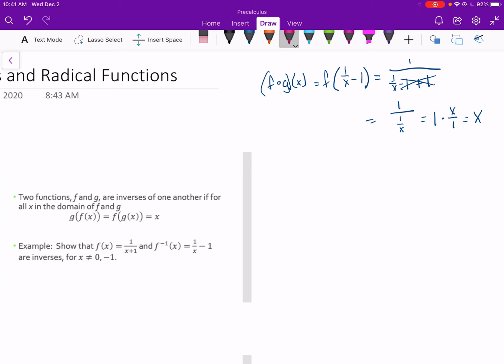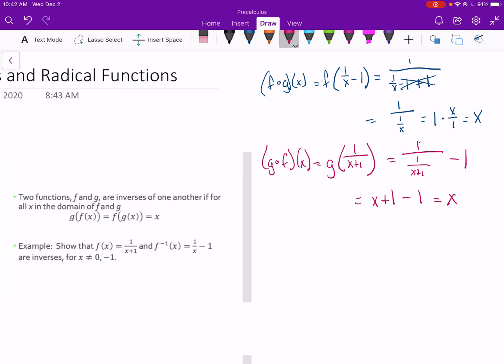Let's try g of f. So we're taking g of 1 over x plus 1. So we have 1 over x plus 1 minus 1. If you haven't learned this trick, 1 over a fraction, you just flip the fraction. So that just becomes x plus 1, and then minus 1, which is just x. Since we were able to get f of g and g of f to both work out to be x, these are indeed inverse functions.